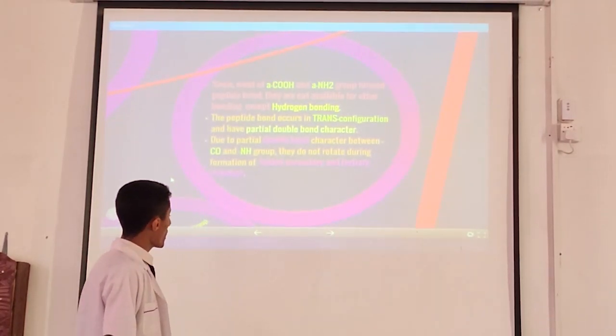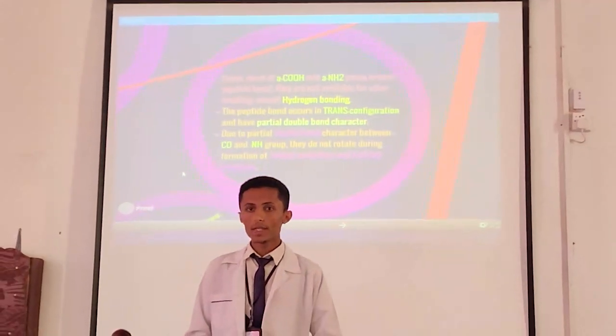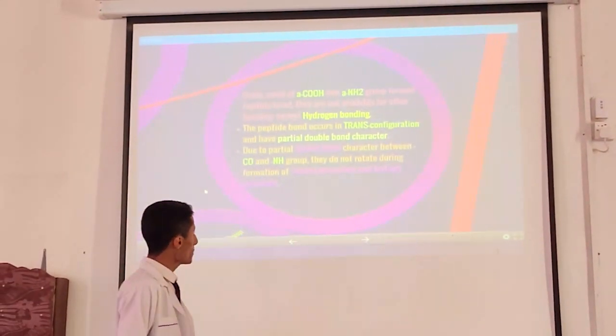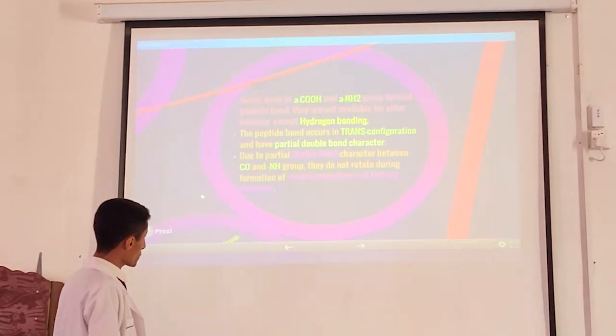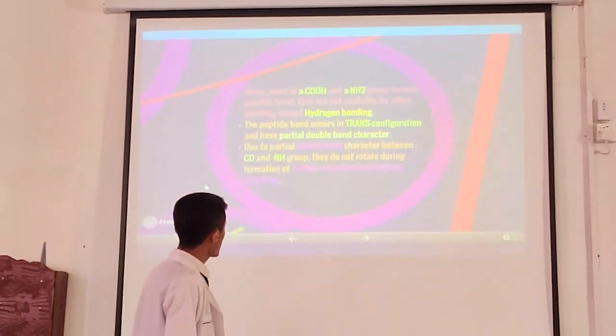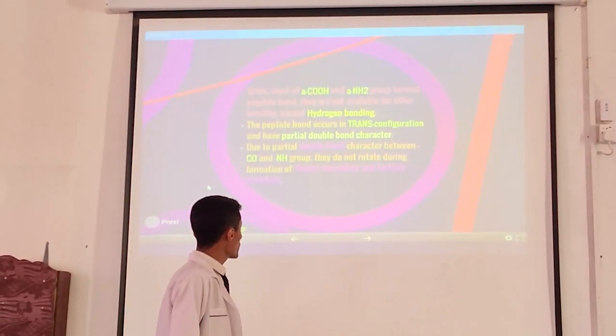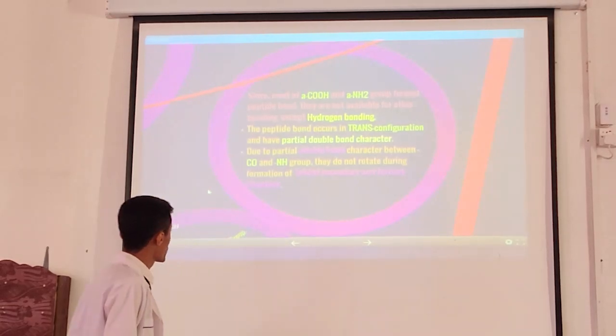And the peptide bond occurs in trans configuration because it has a partial double bond character. This partial double bond character gives it the trans configuration and doesn't allow the polypeptide chain to rotate during the folding of secondary and tertiary structure.